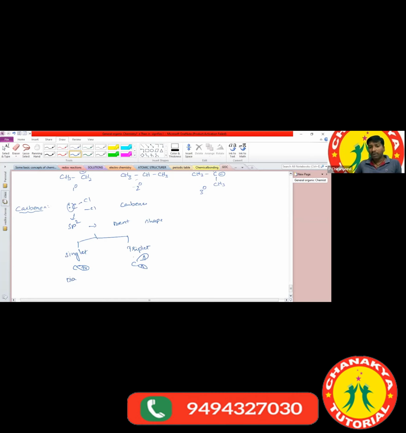Triplet carbene also exhibits... sorry, sp hybridization. In this one, it exhibits sp hybridization. It is paramagnetic in nature.